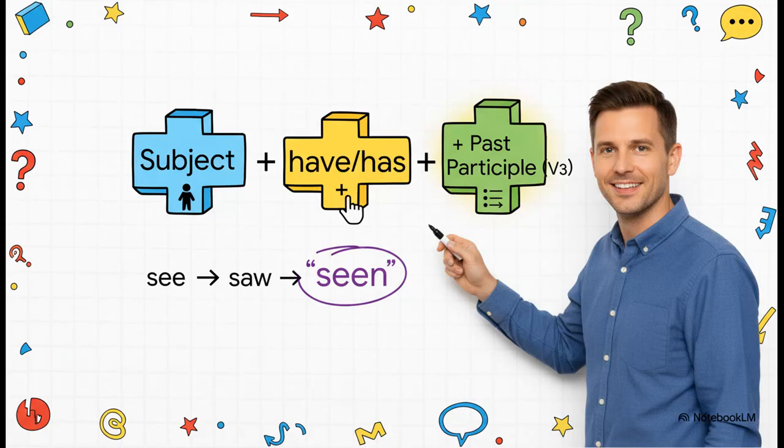And here's how you actually build that bridge. The formula is always the same, no exceptions. You take your subject, I, you, she, they, add have or has, and then you pop in the past participle. Now that's that third form of the verb, right? Like see, saw, seen. That third one, seen, is the one we need.